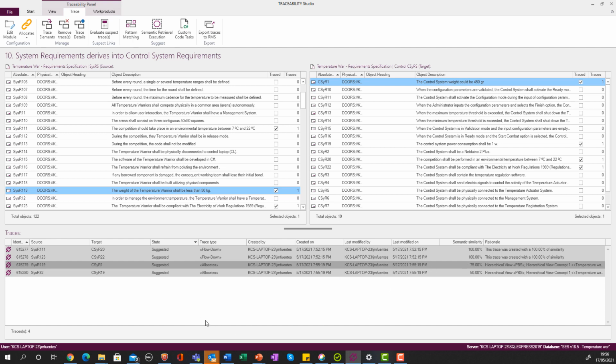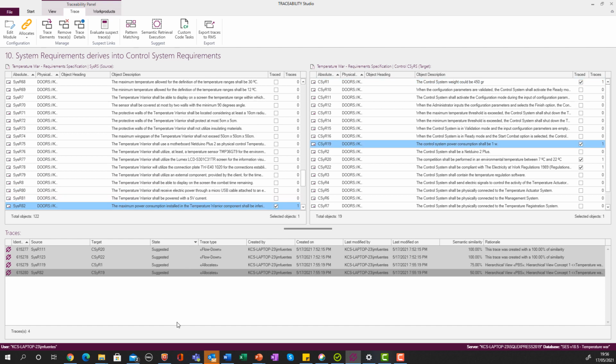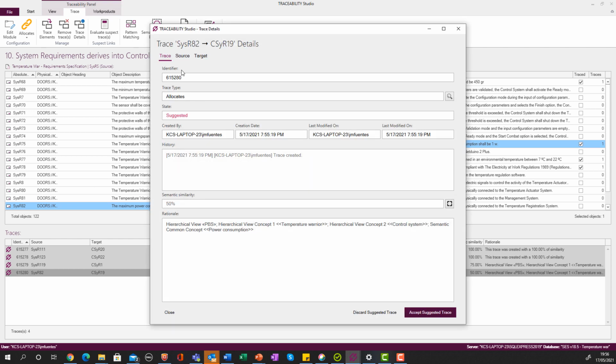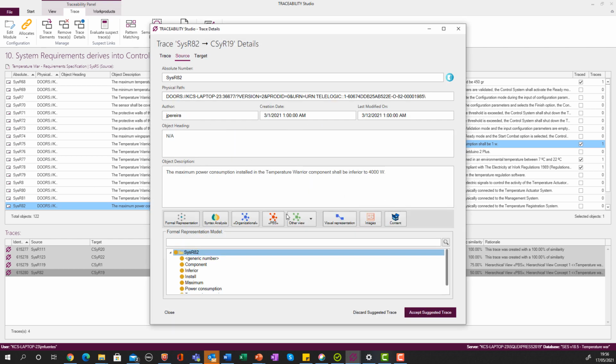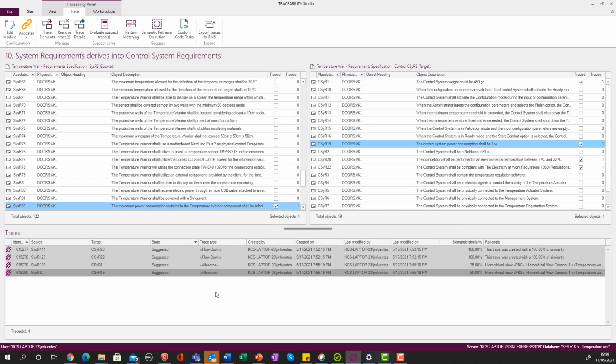So this is why the tool has identified this one, and also, by the way, this other one, where both source and target are speaking about the maximum power consumption. In this case, it is the power consumption of the top level system, the temperature warrior. The one in here is the power consumption of the control system, which is the system of interest for this other document, right? So, of course, for every single trace, you can either accept the suggestion, discard the suggestion, or just close, and you can accept or discard all of them in a block, right?